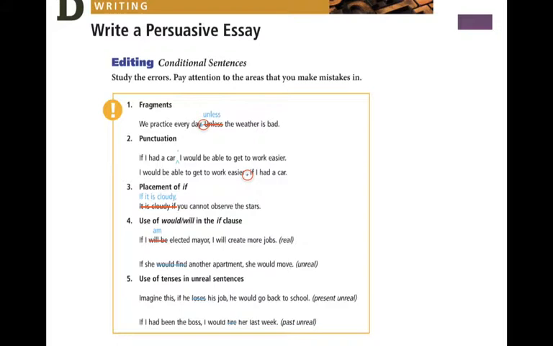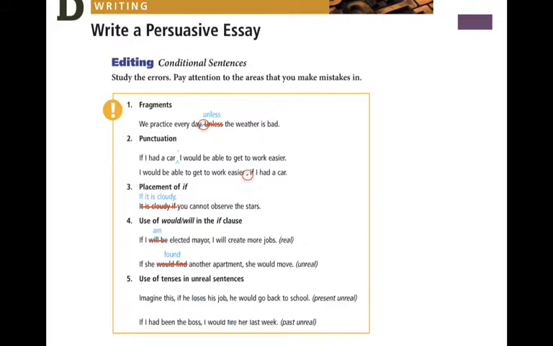The next example shows, if she would find another apartment, she would move. Don't use would in both clauses for this unreal conditional. Use the past instead in the if clause, like this. If she found another apartment, comma, she would move, period.